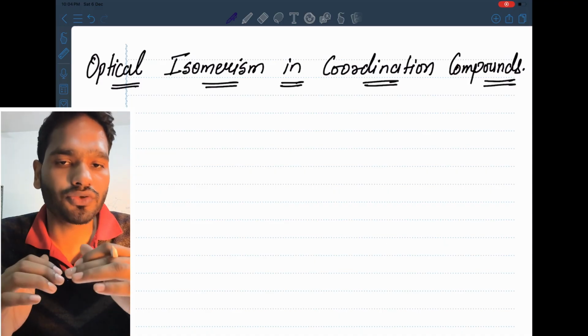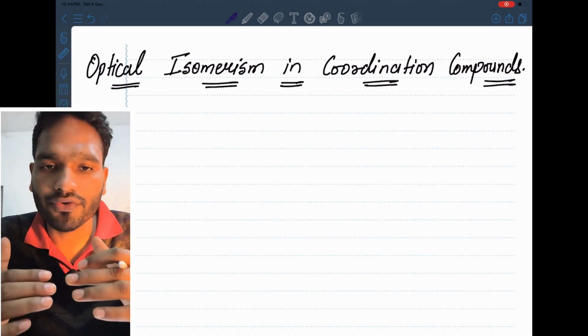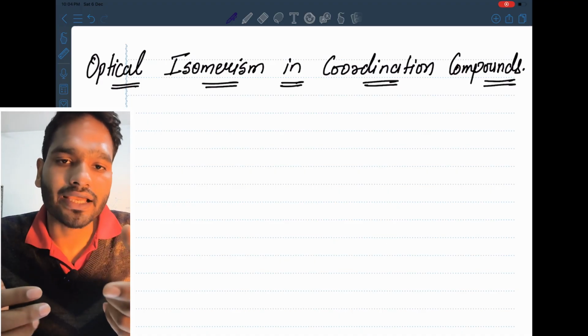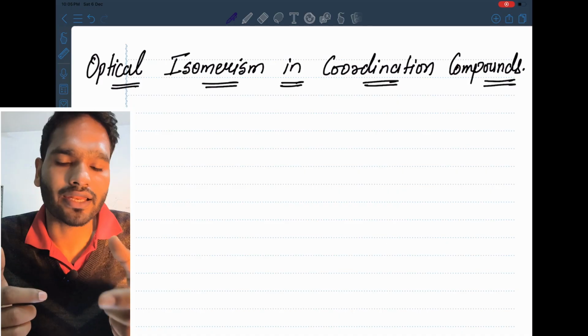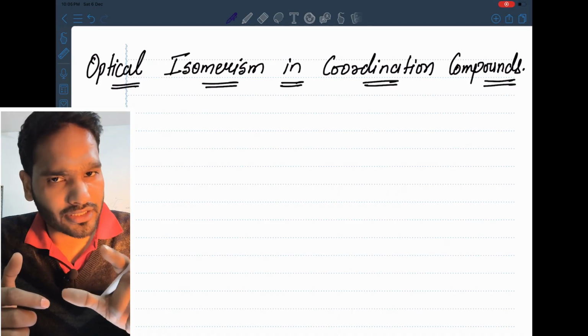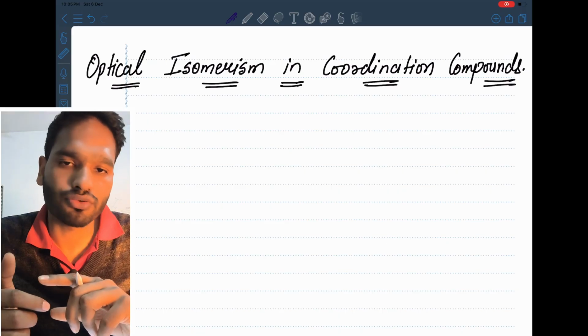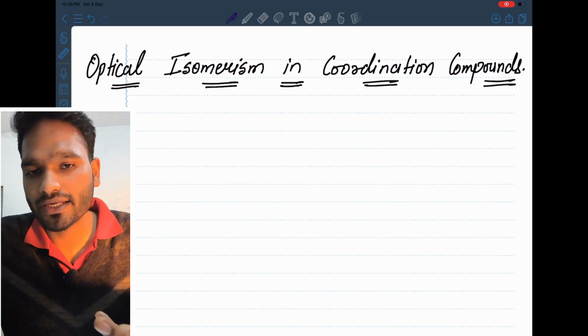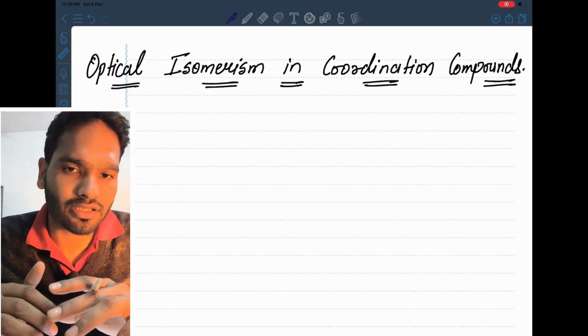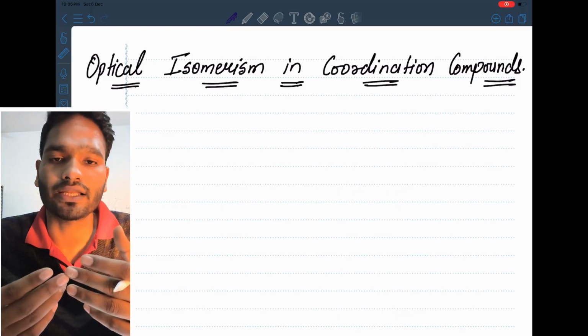This is what you will be doing in the lab. If you are in a lab and want to check whether your compound is optically active or inactive, you just take the coordination compound and put it in a polarimeter. If it is able to rotate the light, then it will be optically active. If it is not able to rotate the plane polarized light, it will be optically inactive.